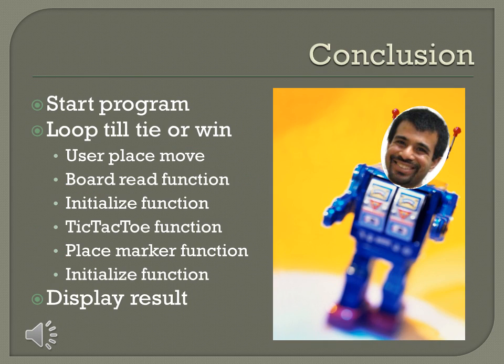In conclusion, our program works by starting the program and getting initial information from the user, such as their name, what game type they'll be playing, the user's color, and the computer's color, and then it will start a loop till tie or win. During this loop, the user will play a move, then the board will be read, then it will initialize the board, and it will use the tic-tac-toe function that we have been talking about during this PowerPoint to determine the best move.